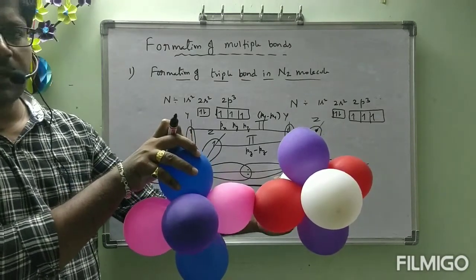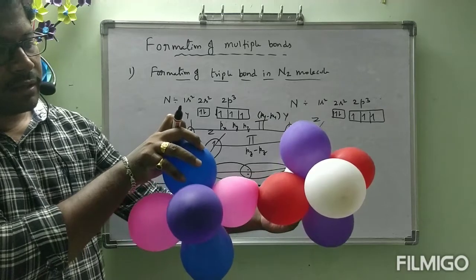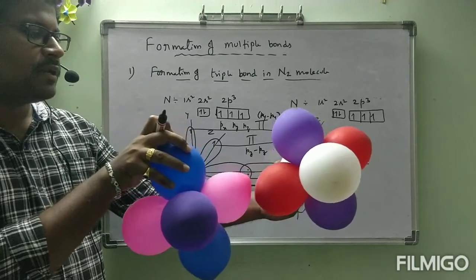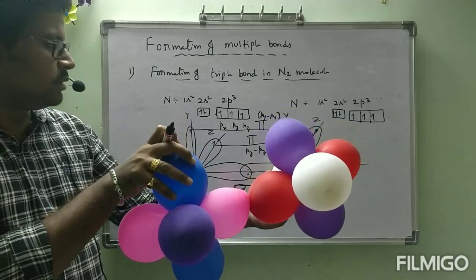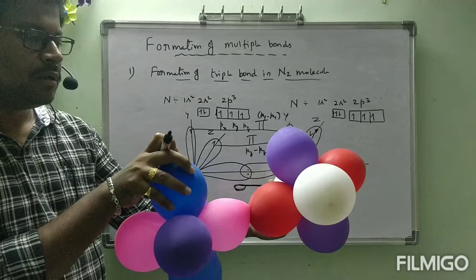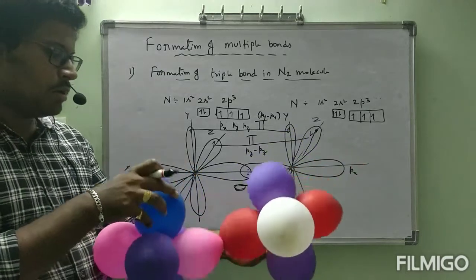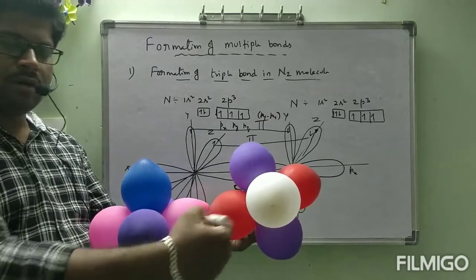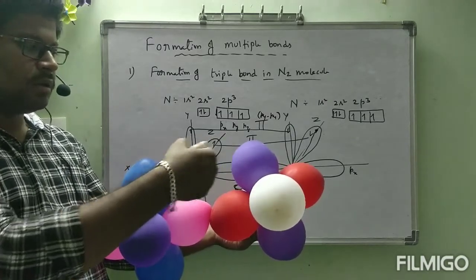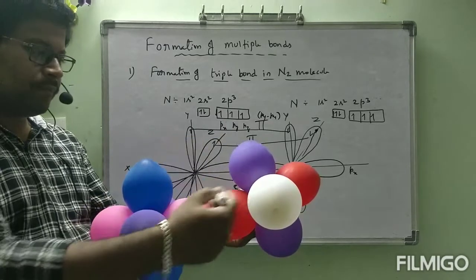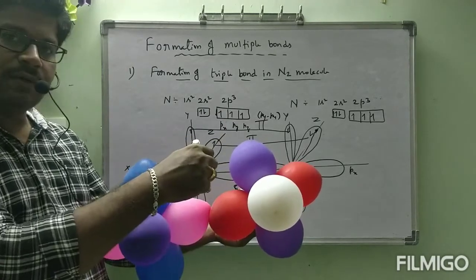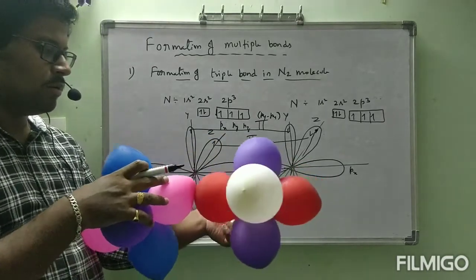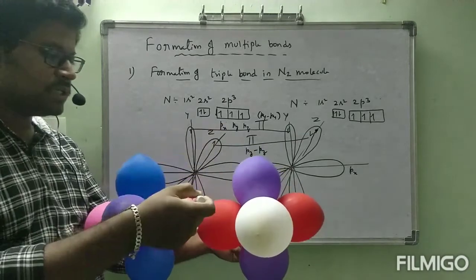One bond will be above the plane, that white orbital and this violet color orbital. Red color and pink color orbital, they will be involved in sigma bond. These two pi bond, here also pi bond, not by complete overlapping. This is involved in sigma bond. This sigma bond is here. This sigma bond is here.